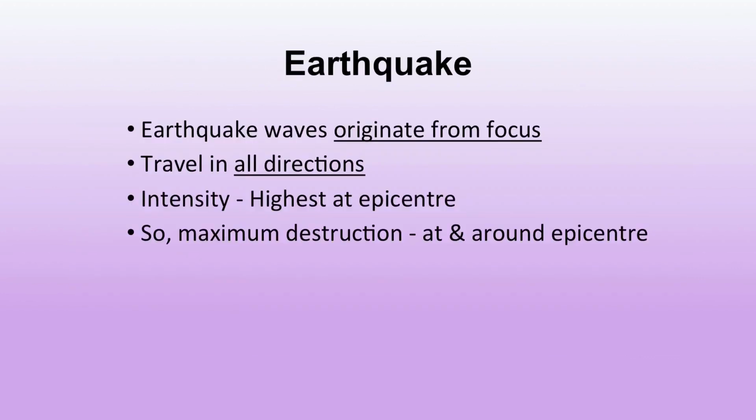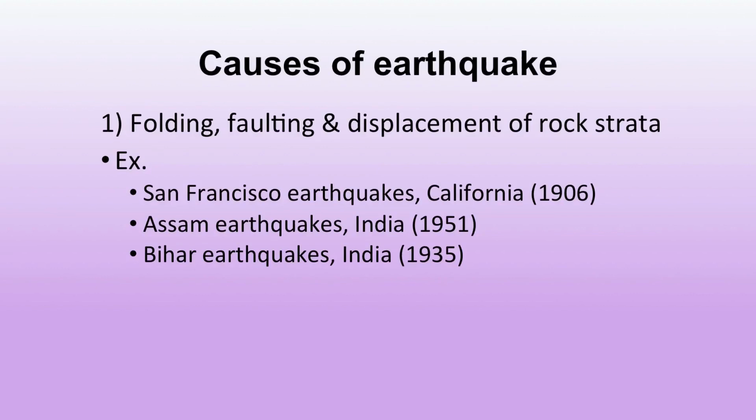Earthquake waves originate from the focus. They travel in all directions. The intensity is highest at the epicenter, that is, on the earth's surface vertically above the focus. So maximum destruction also takes place at and around the epicenter. What are the causes of earthquakes? The most important cause of earthquakes is folding, faulting and displacement of rock strata. Examples: the San Francisco earthquake in California, the Assam earthquake in India, and the Bihar earthquake that took place in India in 1935.